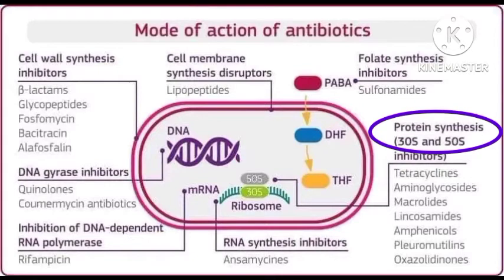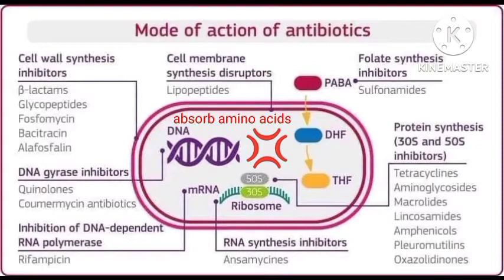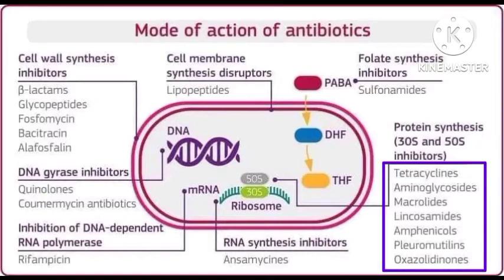Those antibiotics which inhibit protein synthesis are certain antibiotics which inhibit protein synthesis. Bacteria in this category have the ability to absorb amino acids but cannot use them for synthesis of protein. This protein synthesis is inhibited at the 30S or 50S subunit of the ribosome. These antibiotics include tetracycline, aminoglycosides, macrolides, lincosamides, amphenicol, pleuromutilins, and oxazolidinones.